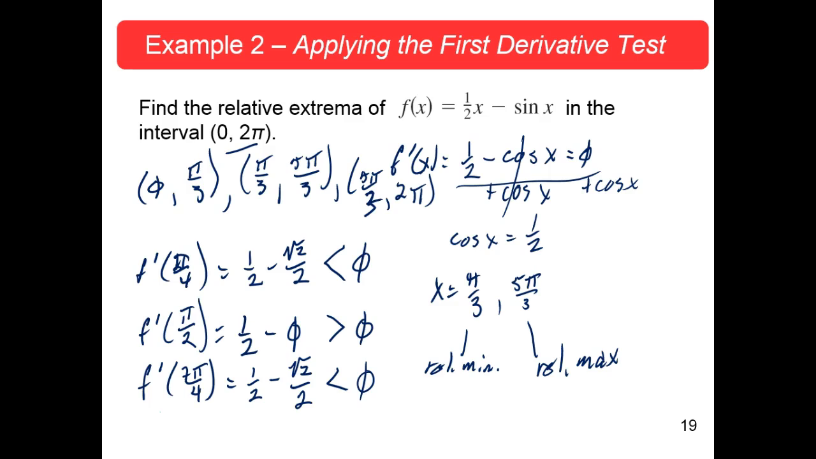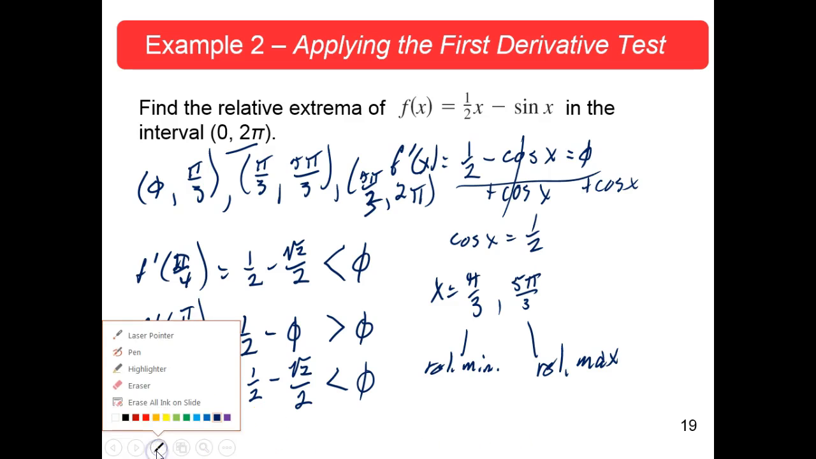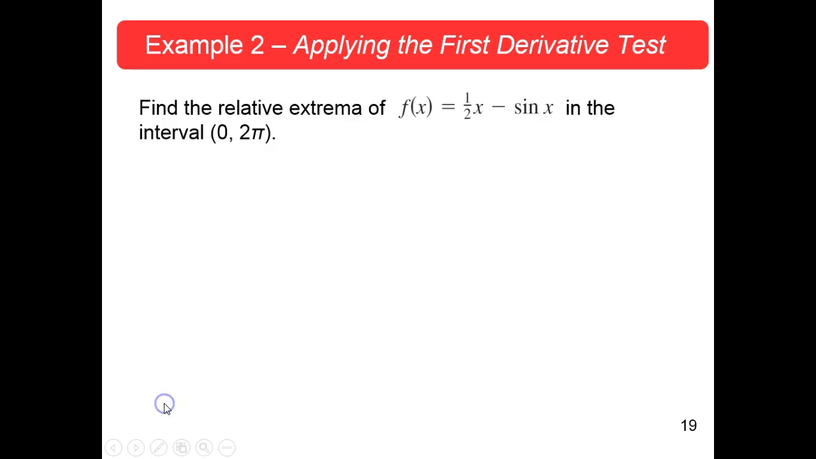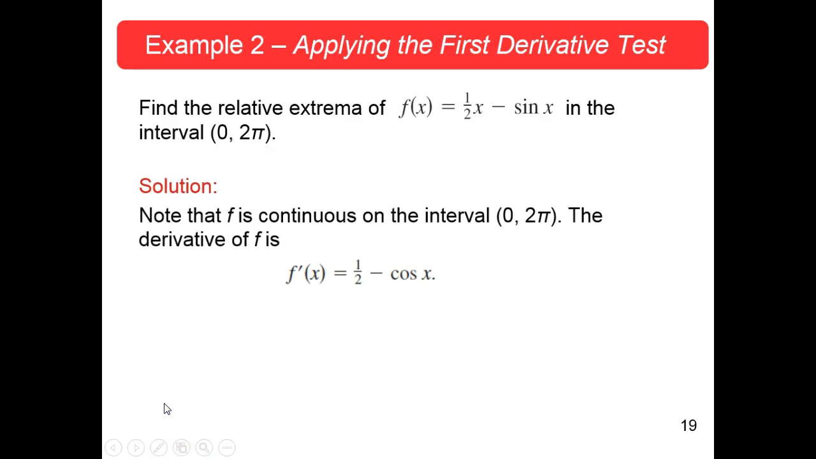This was example 2. I'm not even on the right page here. Yep, this is it. So let's see how they did it, if they did it any differently. Okay. Note the f is continuous on the interval 0 to 2 pi. In fact, it's continuous everywhere because linear functions are continuous everywhere. Sine functions are continuous everywhere. The sum and the difference would be continuous everywhere. Okay?